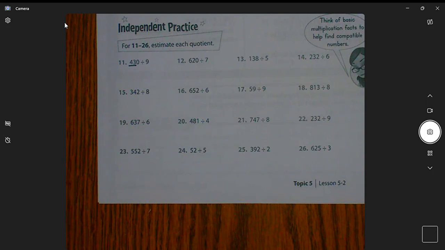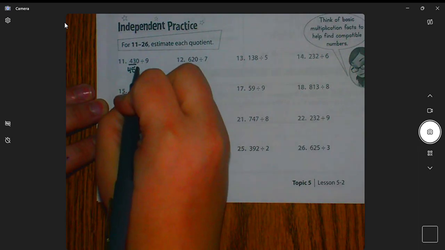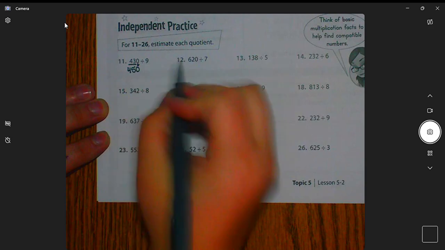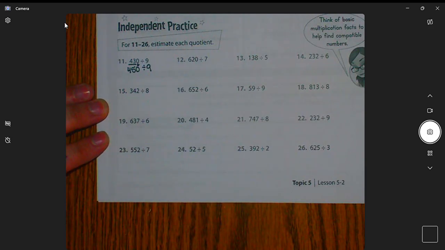Right, 45. So I'm going to say 450. You still have to bring your 0 down. Divided by 9. 45 divided by 9 gives me, if I'm not too careful, I can mess up.